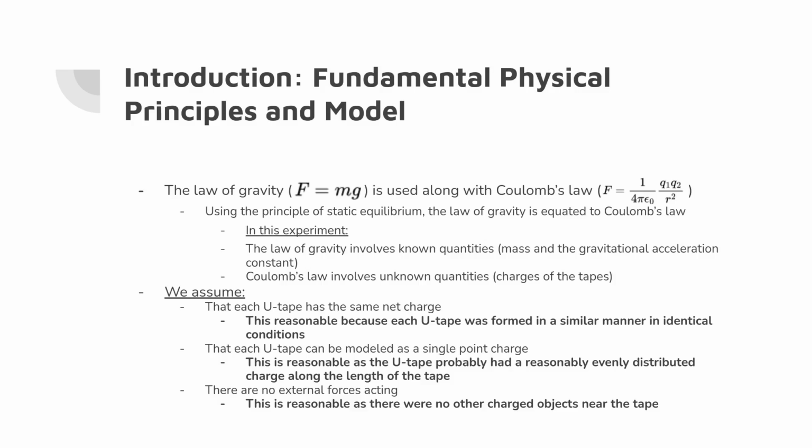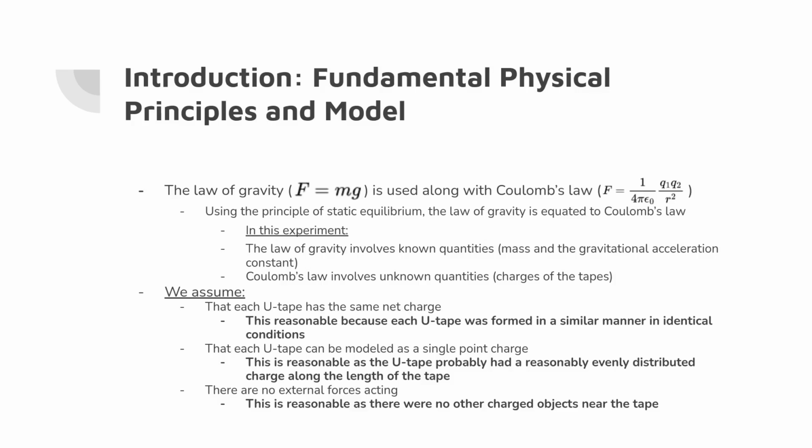First, we use the law of gravity in conjunction with Coulomb's law. The law of gravity contains known quantities, such as the mass and the gravitational acceleration constant, and we can use these known quantities to solve for the unknown quantity in Coulomb's law, which is the charges of the tapes. For this experiment, we assume that each tape has the same net charge.